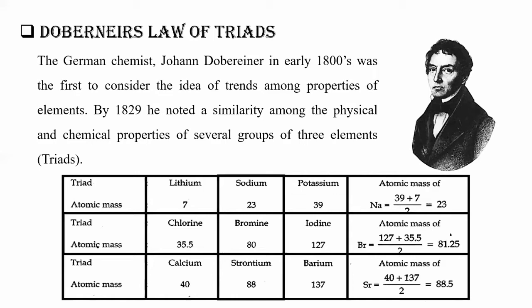Now from the beginning, if we start, we will see Mr. Johann Doebereiner, who was a German chemist. This German chemist, Johann Doebereiner, for the first time tried to find out trends among the properties of elements. Now the question arises, what was the need to find this out?